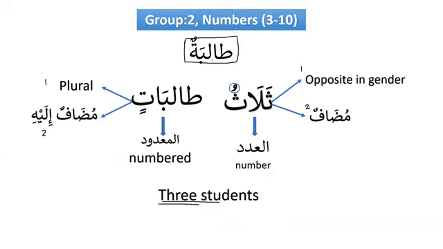Now talibatun is feminine, and when we want to say 3 feminine students, you can see over here that we are not using the feminine number, we are using the masculine number, which is thalathu. If we wanted to talk about the feminine, it would be thalathatu. But we know that the numbers from 3 to 10 are opposite in gender. So al-adad will be thalathu and ma'dud will be talibatin.